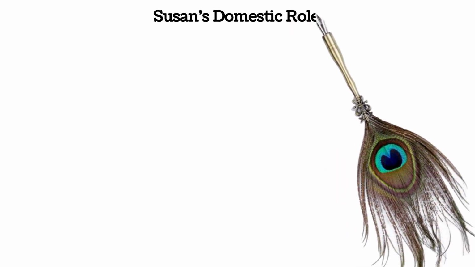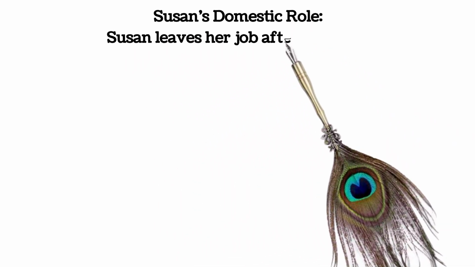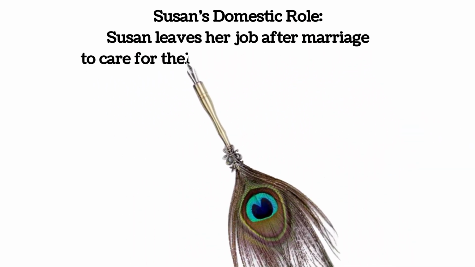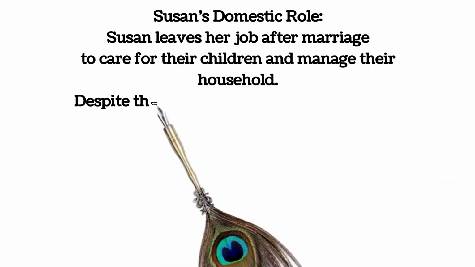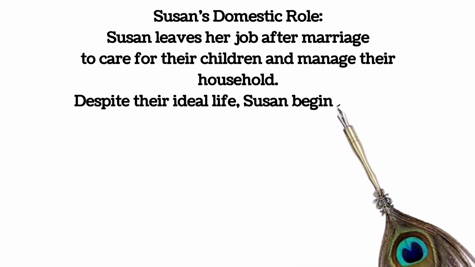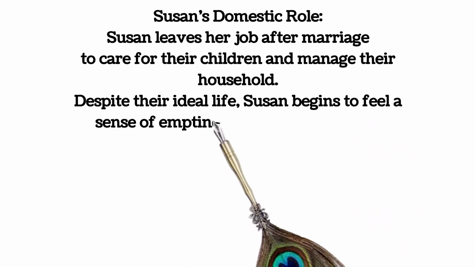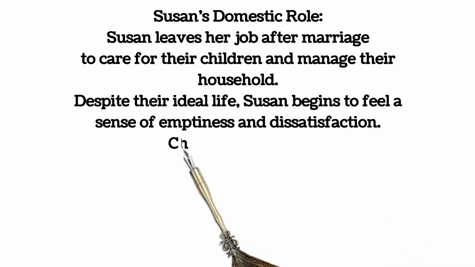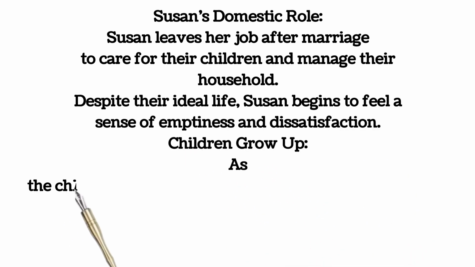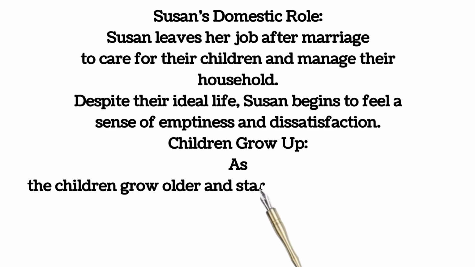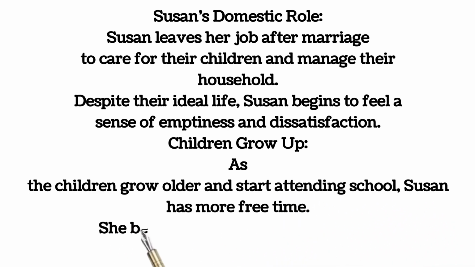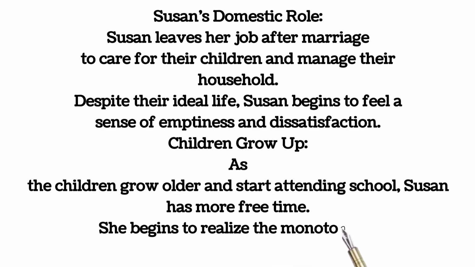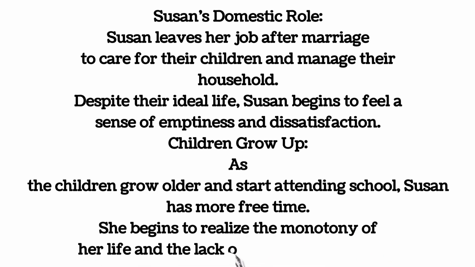Susan's domestic role. Susan leaves her job after marriage to care for their children and manage their household. Despite their ideal life, Susan begins to feel a sense of emptiness and dissatisfaction. Children grow up. As the children grow older and start attending school, Susan has more free time. She begins to realize the monotony of her life and the lack of personal fulfillment.